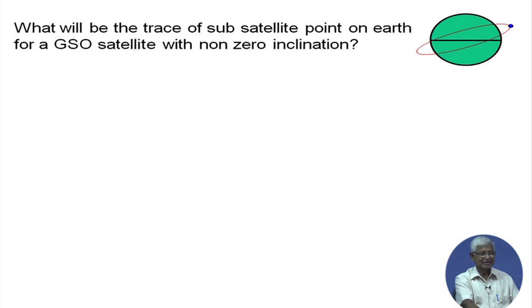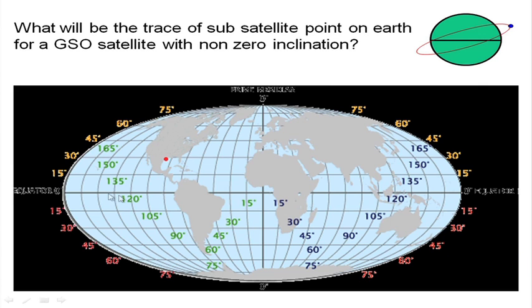Take an atlas and try to see where the sub-satellite point is. This is India, and let us say INSAT is somewhere here, and one of the INSATs is not geostationary. We have slightly changed it, made it geosynchronous. So, what will be the sub-satellite point trace? You have to think and find out. Here I am going to show you, it is like a figure of 8.